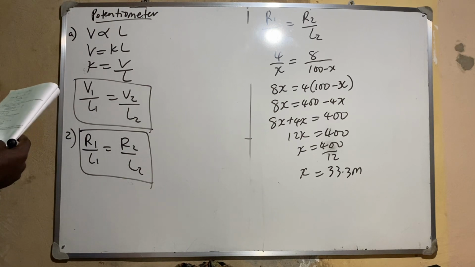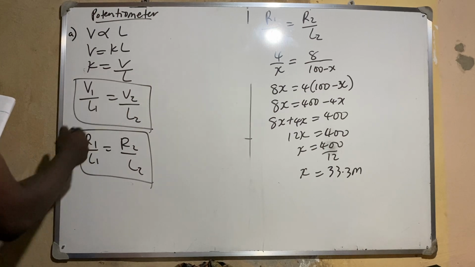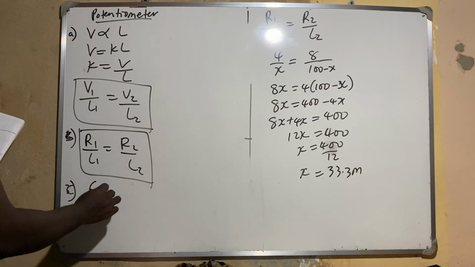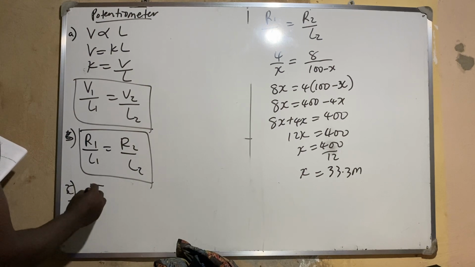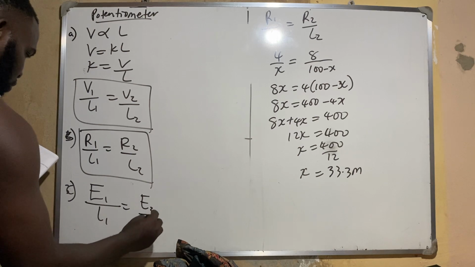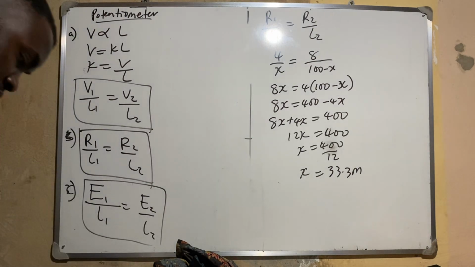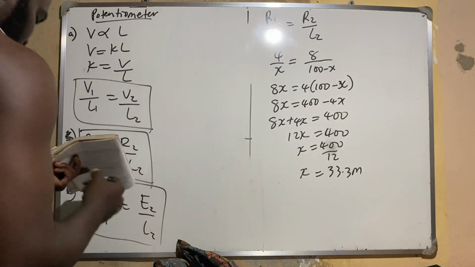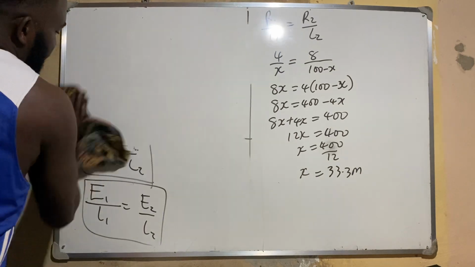Then for the third one is your EMF, and EMF is same thing as volts. So if you remember, the third one C, this is B and C. So you have that your EMF, let me use capital letter E to represent my EMF. My EMF1 over L1 is equal to my EMF2 over L2, right? So that is that. So we're going to solve two calculations, then we are done.